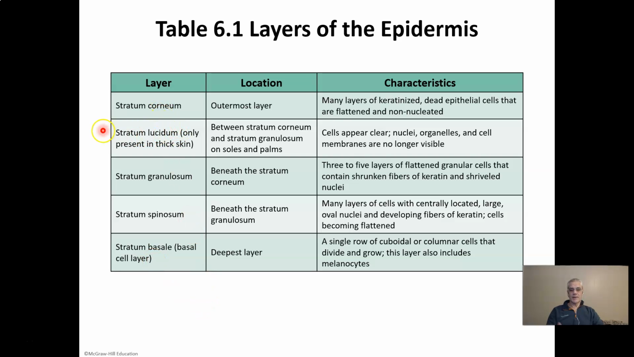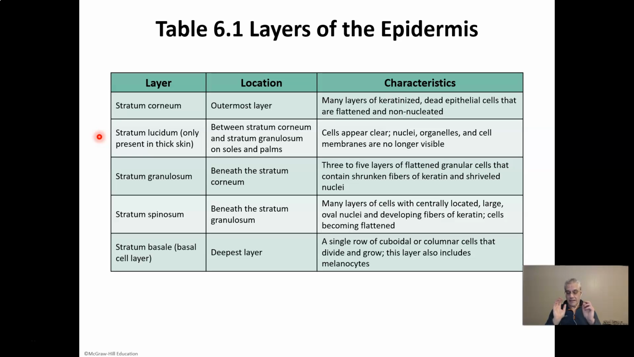Stratum lucidum. Remember, that's only in the thick skin areas. So the soles of your feet and the palms of your hand are the only two places where you will have all 5 layers. Otherwise, the rest of the body has 4 layers: stratum corneum on the outside, stratum granulosum, stratum spinosum, stratum basale, working from outside to inside.